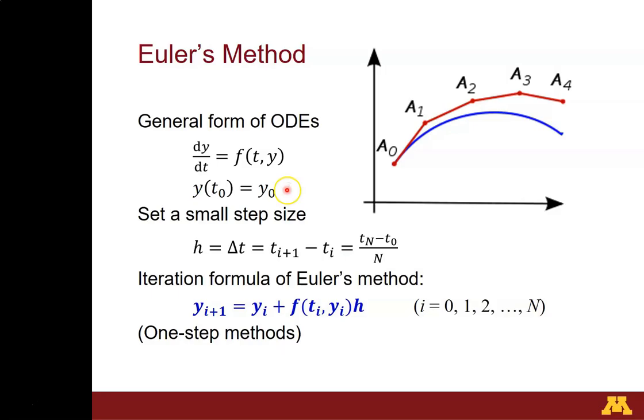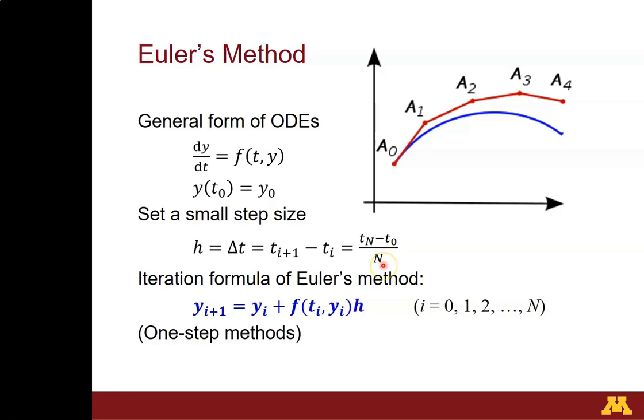Again, this is the general form of the ODEs. We need to take a small step size, h. This is the formula of the step size, of course: t_{i+1} minus t_i, equal to t_n, the last point of the independent variable, minus t_0, the first point, and then divided by the total number of points.